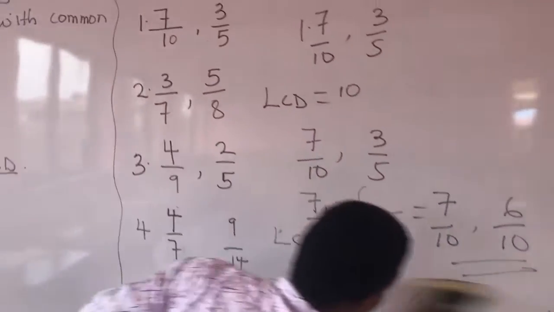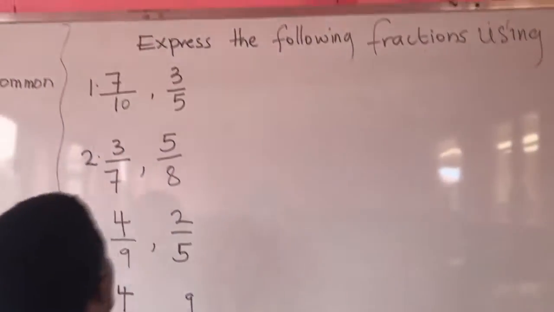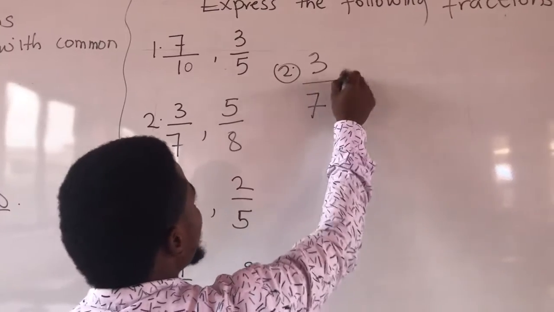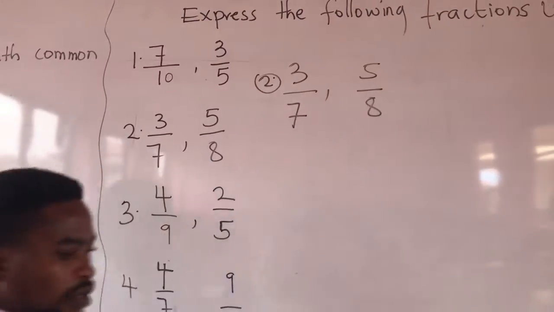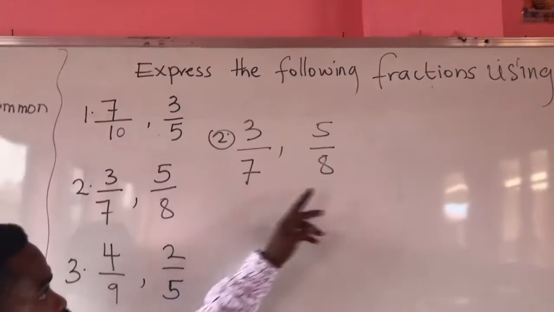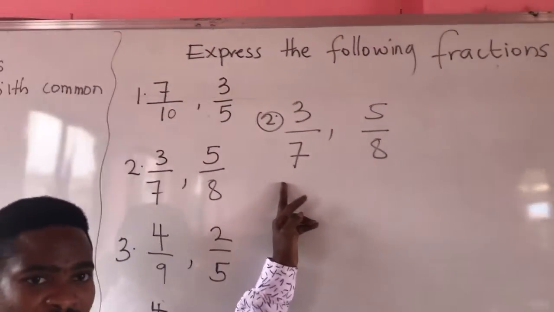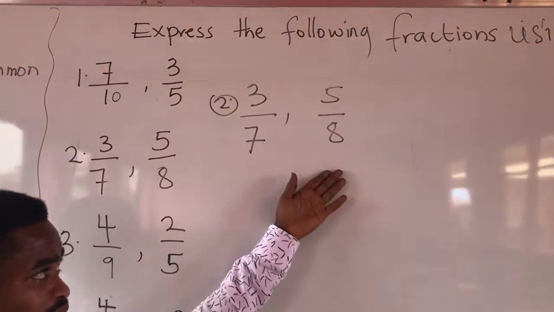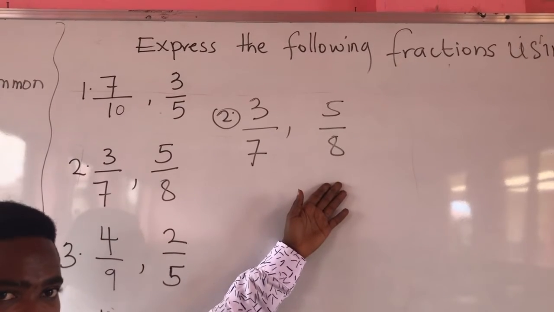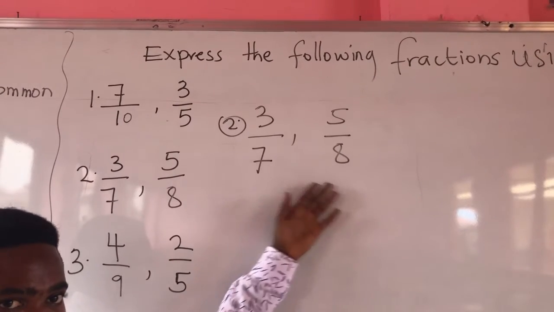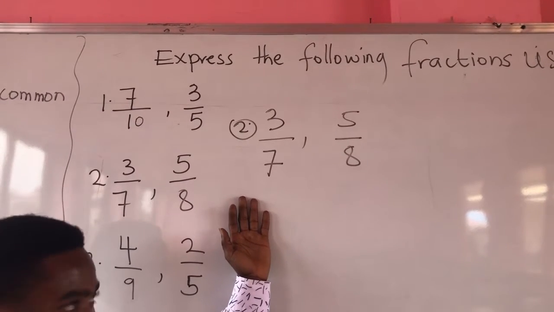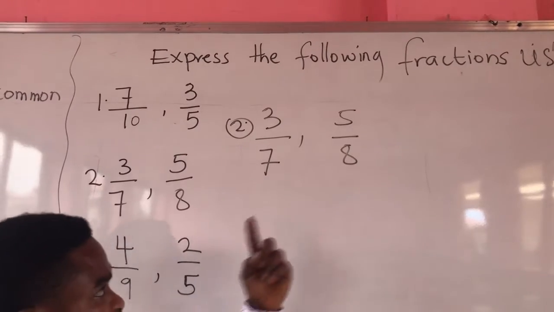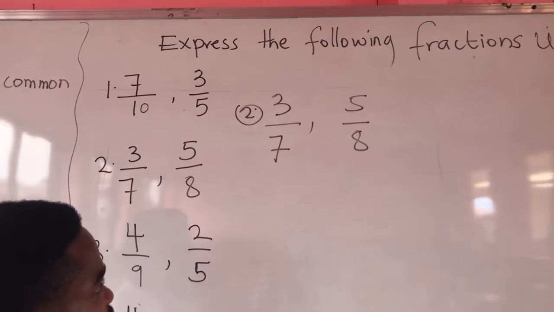The next question is question 2: 3 out of 7, then 5 out of 8. What do we do here? You have to know your multiplication timetable. Right? 7 1 is 7, 7 2 is 14, 7 3 is 21, 7 4 is 28, 7 5. Yes, then you move on till you get this. So 7 times 8 will give us what? 56. 7 times 8 will give us 56.